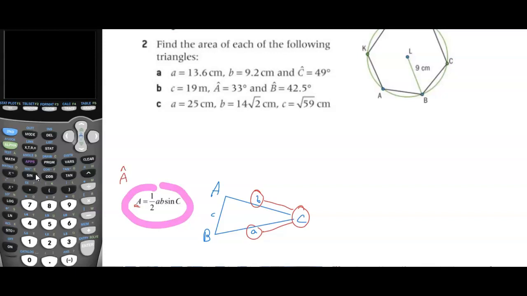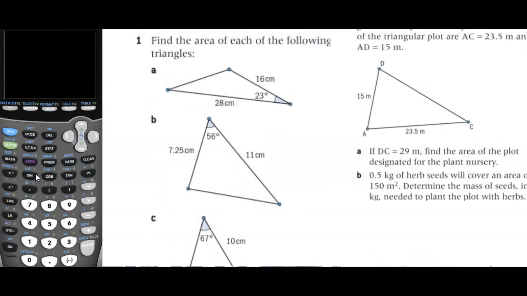Okay, so let's find the area of a triangle that has these sides and this angle. So let's fill this in first. So we'll put 13.6 and we'll put 9.2 for a and little b, and then for angle C we'll put 49 degrees. Okay? We can use the formula as it, oh, I'm doing the wrong problem. We'll come back to this problem later. First we're going to do these problems, okay?